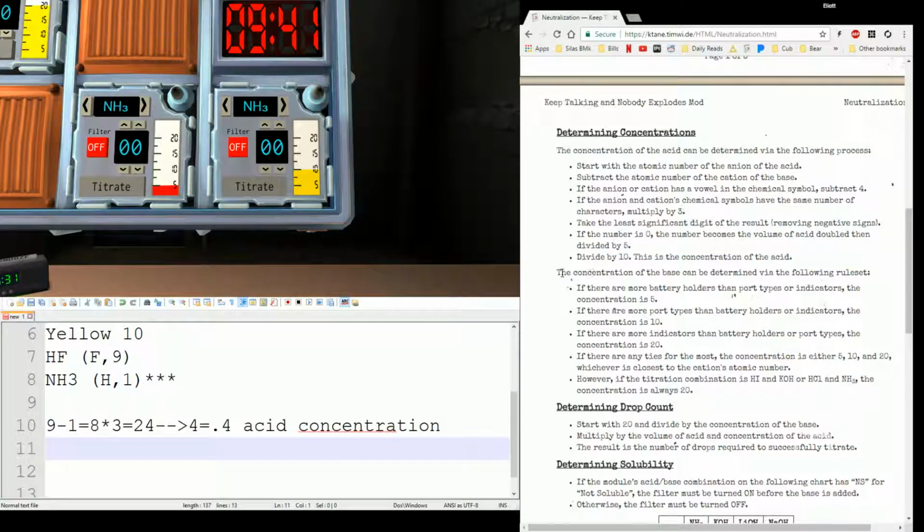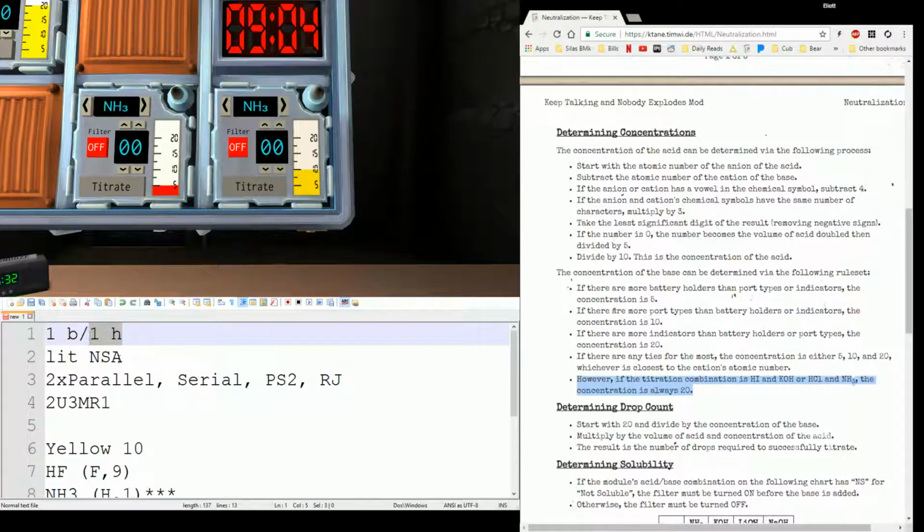Next, we find the concentration of the base, and this is a pretty basic set of rules. You're going to tell if you have more battery holders, port types, or indicators. If you have a tie, or if you've got this special case here. Let's look at the special case first. If the combination is HI and KOH, it is not, or HCl and NH3. We have NH3, the ammonia, but we don't have the HCl, the hydrochloric acid. So this rule is not going to apply.